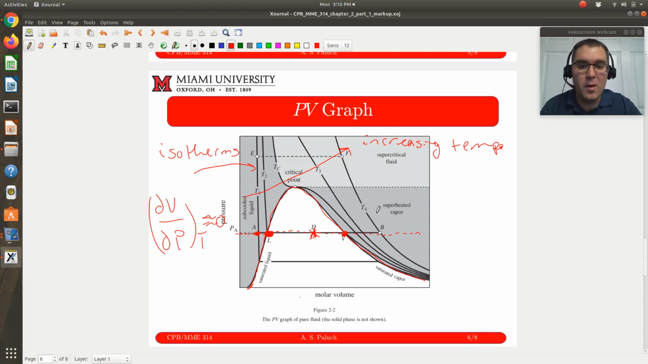While with liquid, we can assume that my liquid is essentially incompressible, that volume changes little with respect to pressure at constant temperature. The same is not true over here in my vapor region.